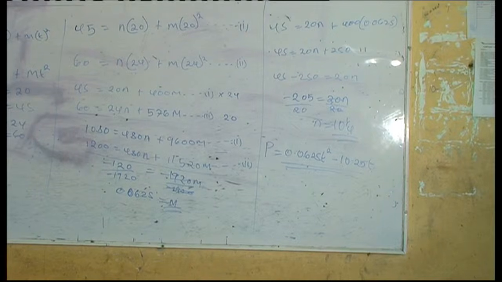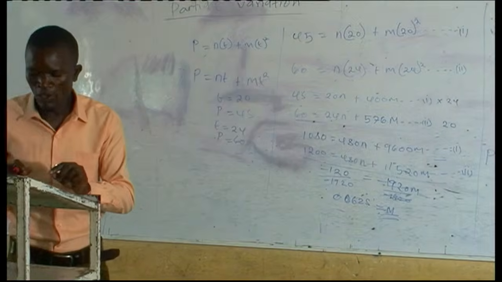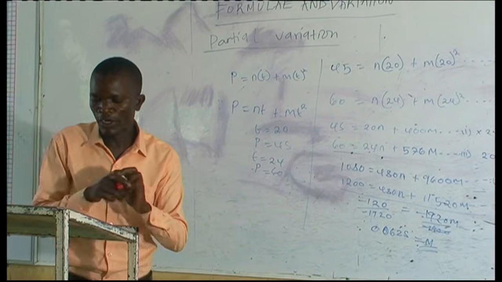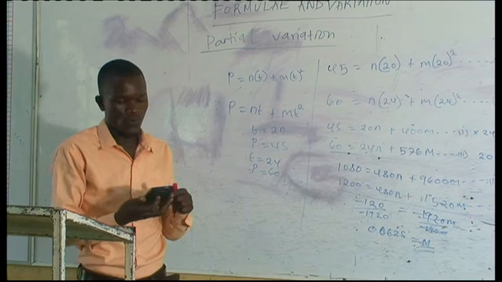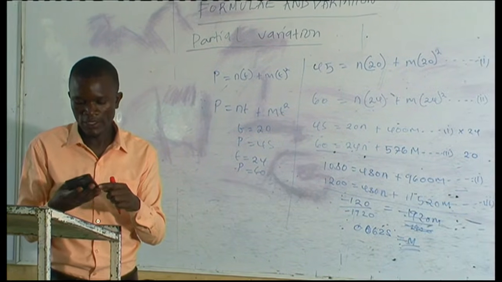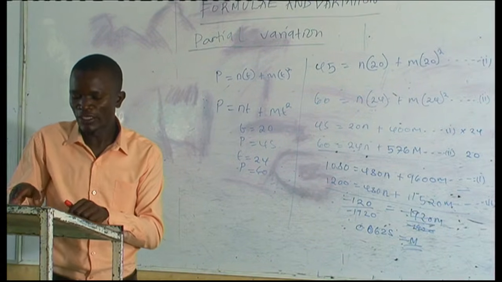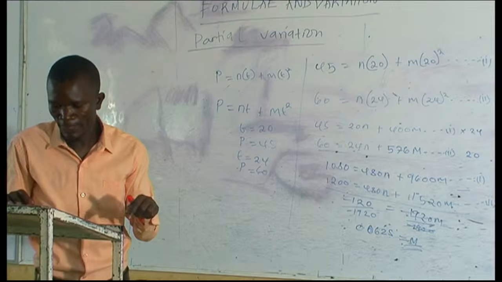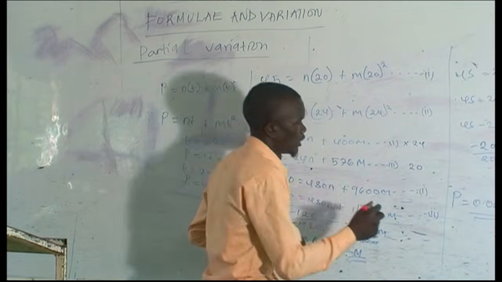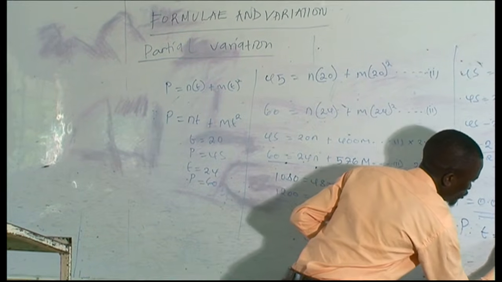Now, after having this, our question was, we were supposed to get the value of what? We were supposed to get the value of P when t was given. What is the value of P when t is 32? Now you are supposed to get P when t is 32.